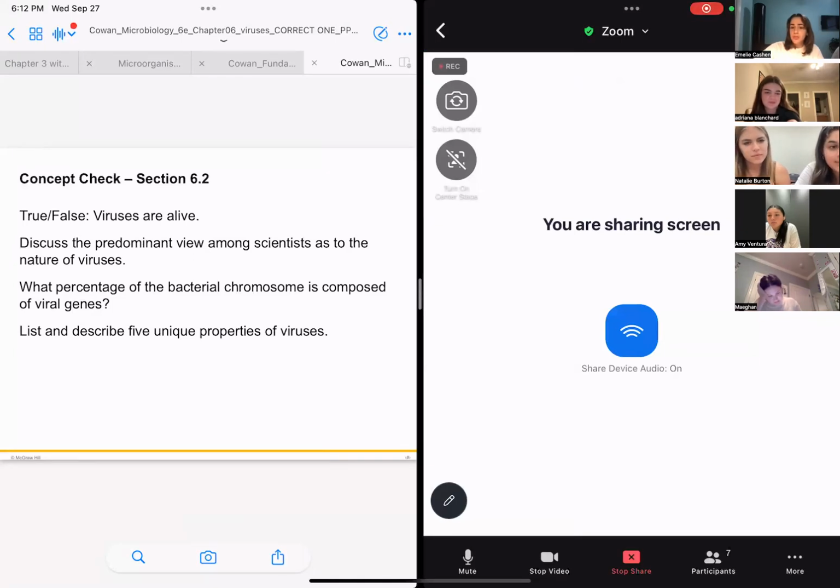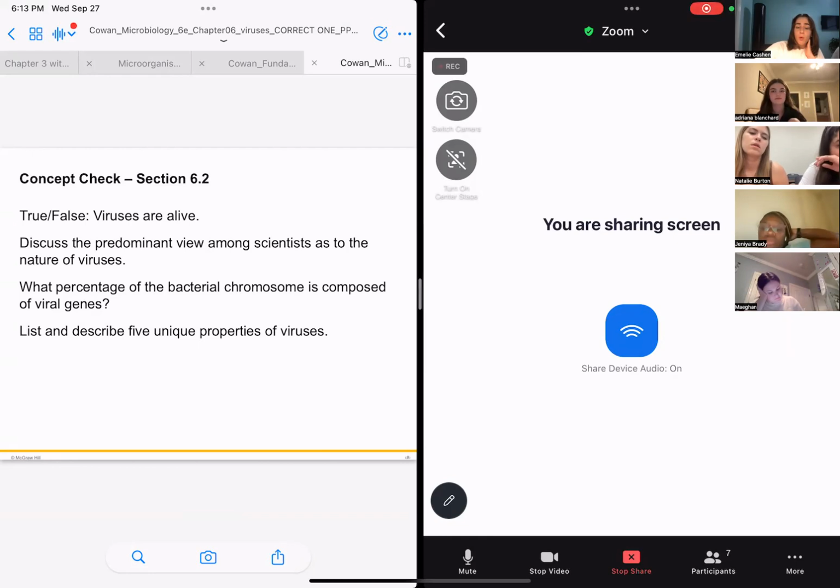It says, what percentage of the bacterial chromosome is composed of viral genes? I don't know the answer to that. I'm not quite sure. I think it was maybe 8%. Don't quote me on it, but I can look it up. That would be perfect. Could you please? It says 10 to 20%. Okay. Yeah, this makes sense.